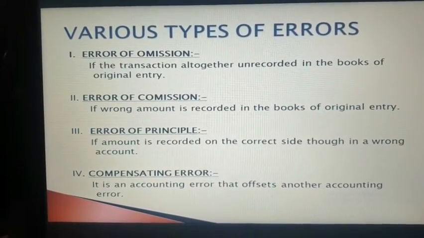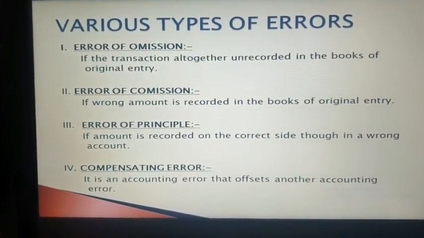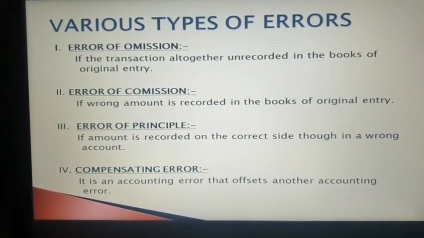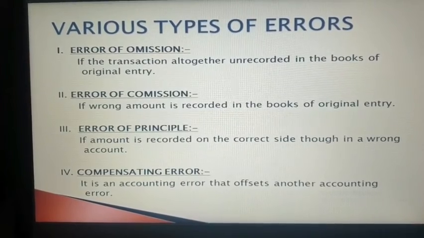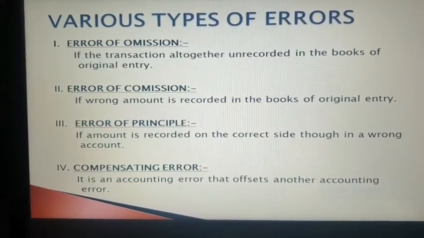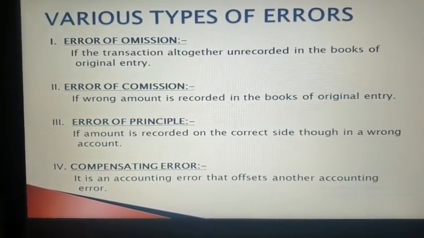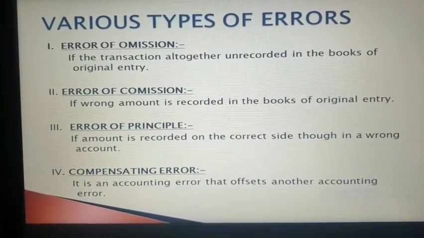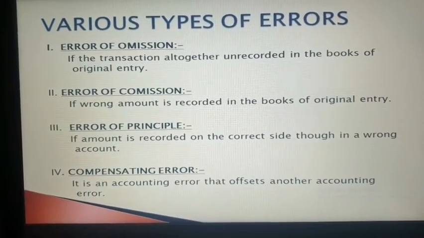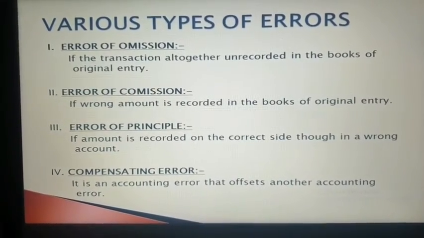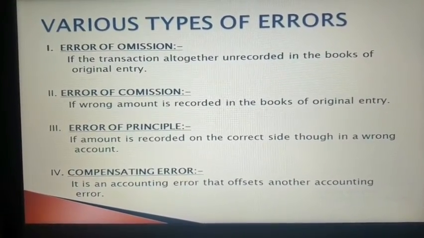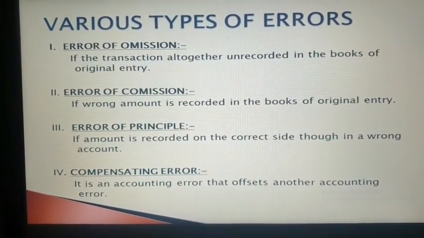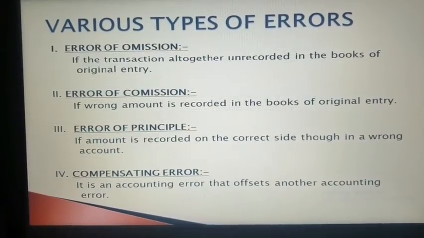Now the fourth one is compensating error. If one error is rectified or offset by another error, then it is called compensating error. So these are the 4 errors which we generally find in the trial balance, even after your trial balance agrees. So these are the 4 disadvantages as well as the types of error in the books of account. Thank you so much.